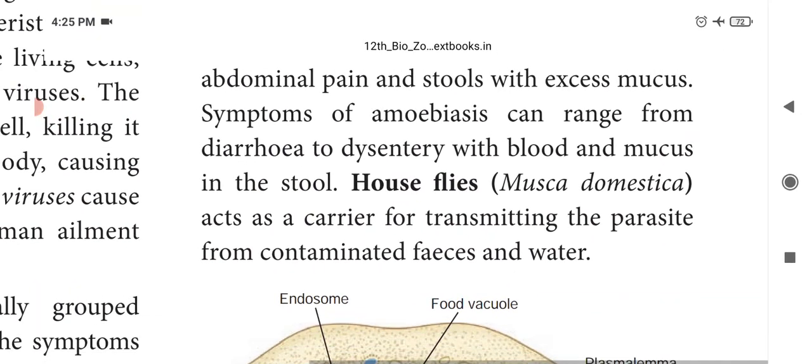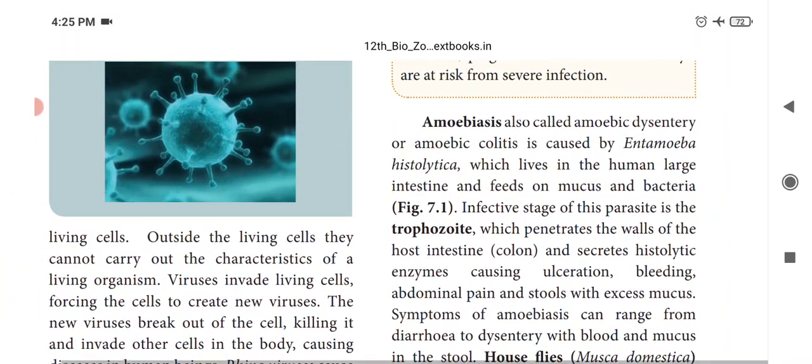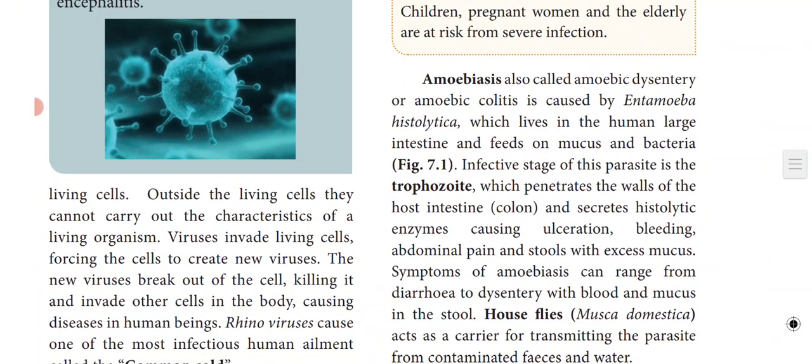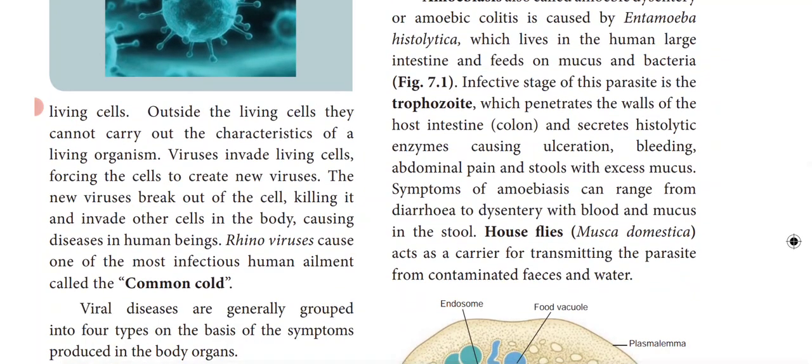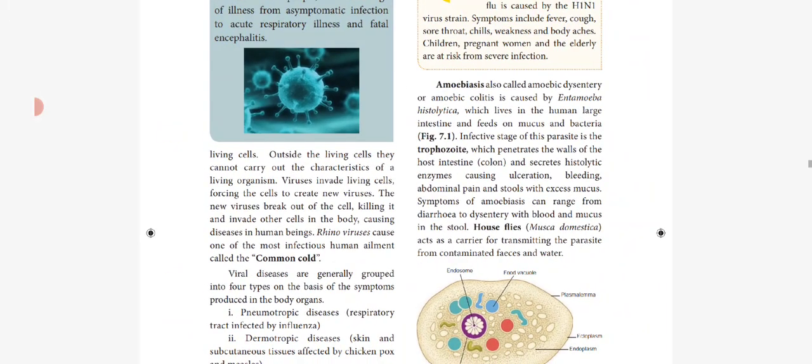So, this is about the disease amoebiasis. Amoebiasis is a protozoan disease which is caused by the parasite Entamoeba histolytica, the infective stage is called trophozoite, and the vector which mainly transmits the disease is the housefly.